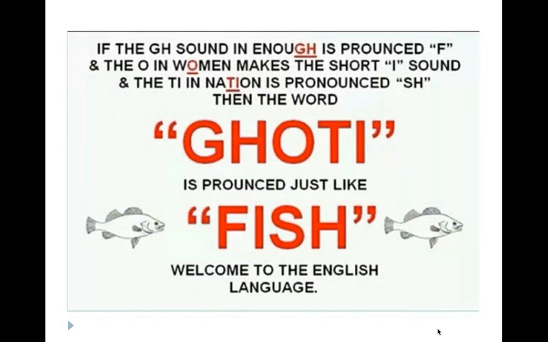So just looking at English in general, English can be a very tricky language, especially for English language learners. And if we look at this, like this sign probably sums it all up, right? If the GH sound in enough is pronounced F, and the O in women makes the short I sound, and the TI in nation is pronounced SH, then the word GHOTI is pronounced like fish, right? And so again, that's the idea of English being a fairly difficult language to learn.